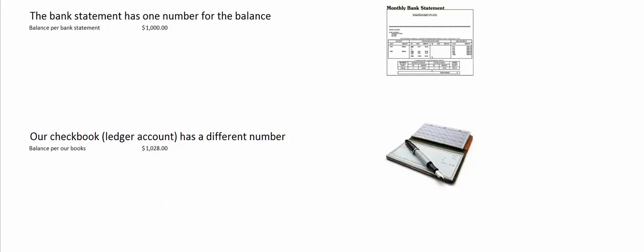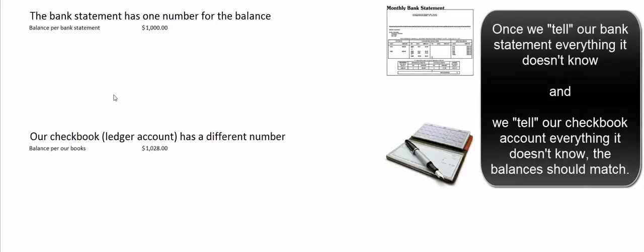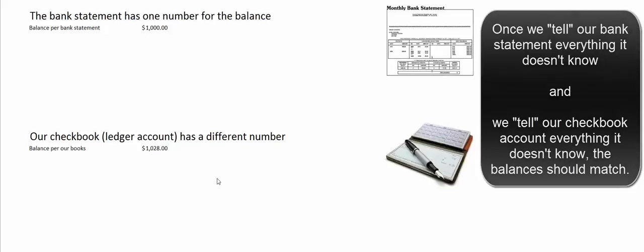And what do we mean by reconciling the bank account? We mean that every month we look at the bank statement, and it's going to have one balance. And we're going to look at our records, and it's going to have a different balance. And the reason is the bank statement doesn't know everything, and our checkbook doesn't know everything. Once we tell the bank statement everything it doesn't know, and once we tell our checkbook everything it doesn't know, we should end up with the same number, and that's the correct or adjusted balance.